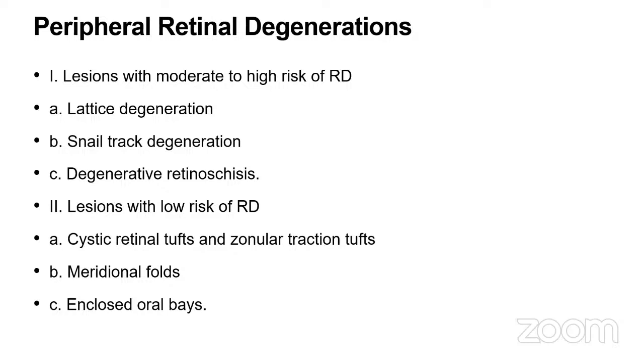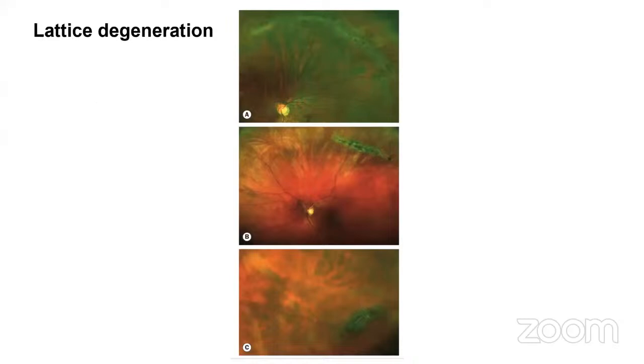So those are called enclosed ora bays, and at the posterior edge of this ora bay, there might be a retinal hole or tear. So these are the images showing lattice degeneration. There are a few benign lesions with no retinal detachment.